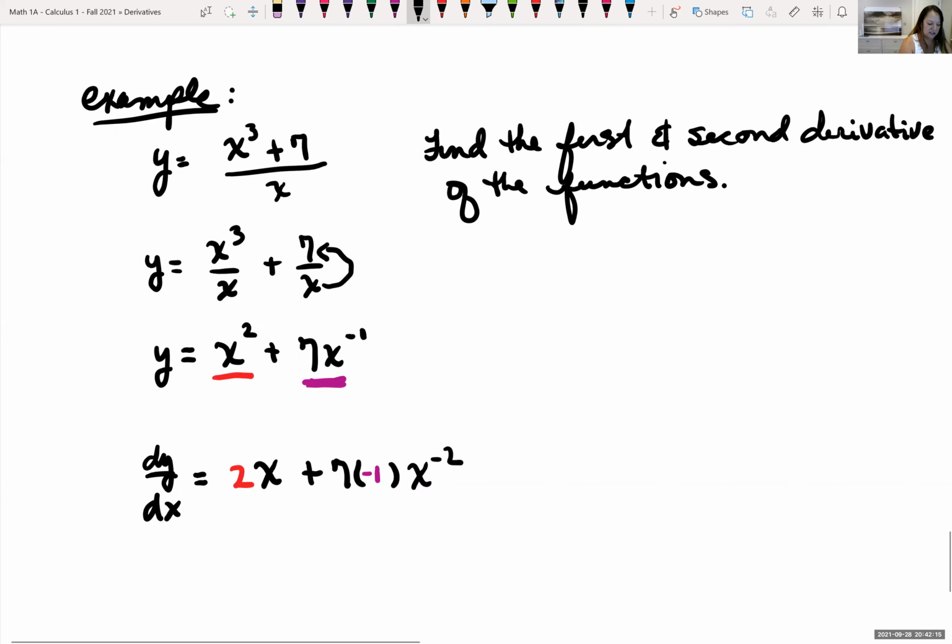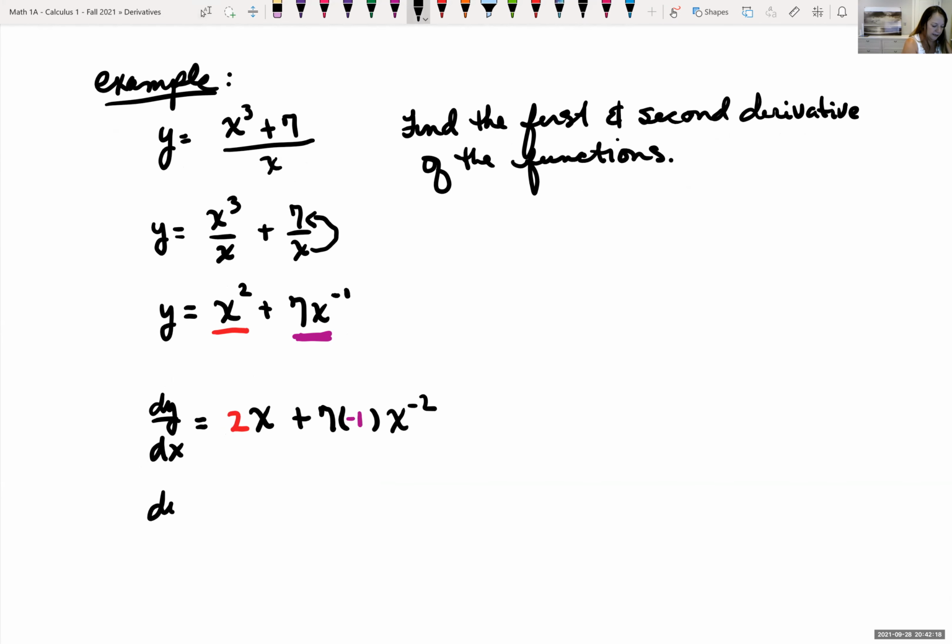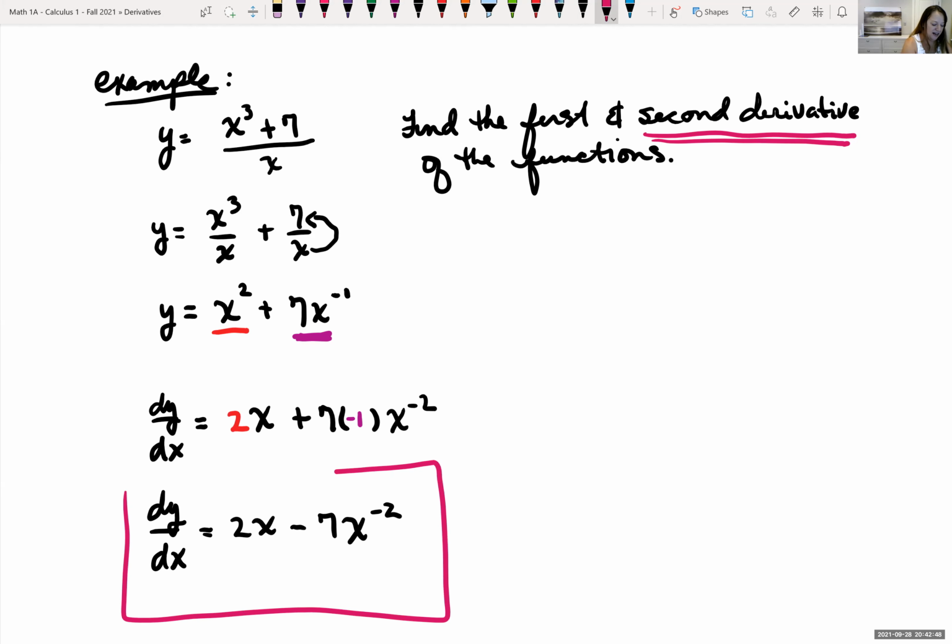And so let's just clean up this first derivative really quickly. So dy/dx is equal to 2x. Well, 7 times negative 1, so that's going to be minus 7x to the negative 2 power. I technically want to leave it like this just because I know I'm going to have to take the second derivative. And so taking the second derivative, it's much easier in this form than rewriting it and having to use that quotient rule.